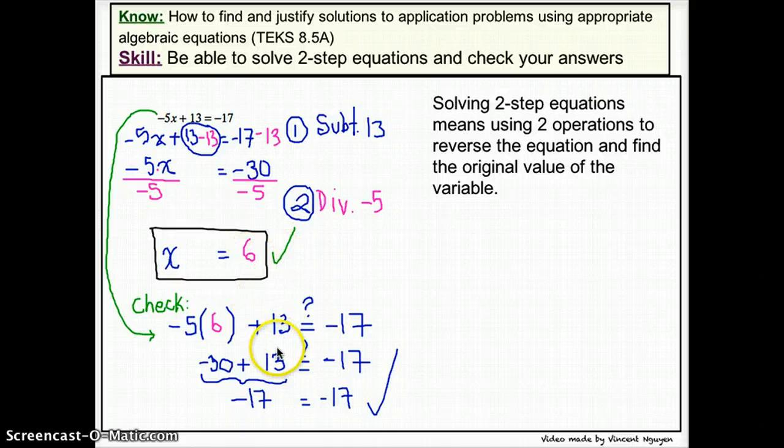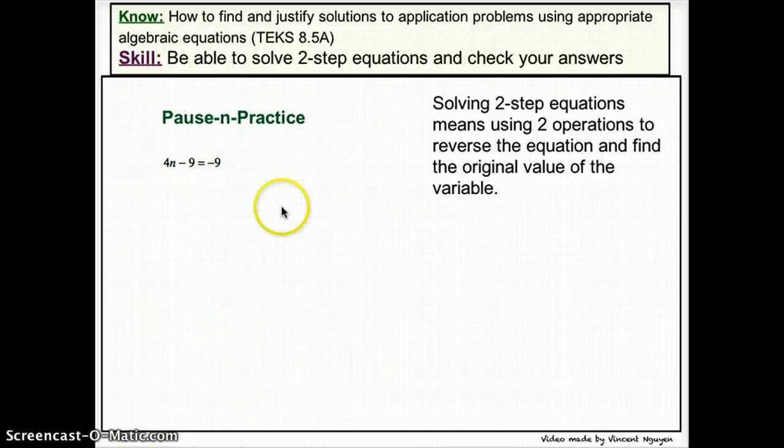On the next screen, I would like for you to pause the video and try 2 examples before coming to class. After your example, you can check to see if you've done it right. For this example, we have 4n minus 9 equals negative 9. Please pause your video so you can solve this two-step equation and find out what n is. Ready? Go.